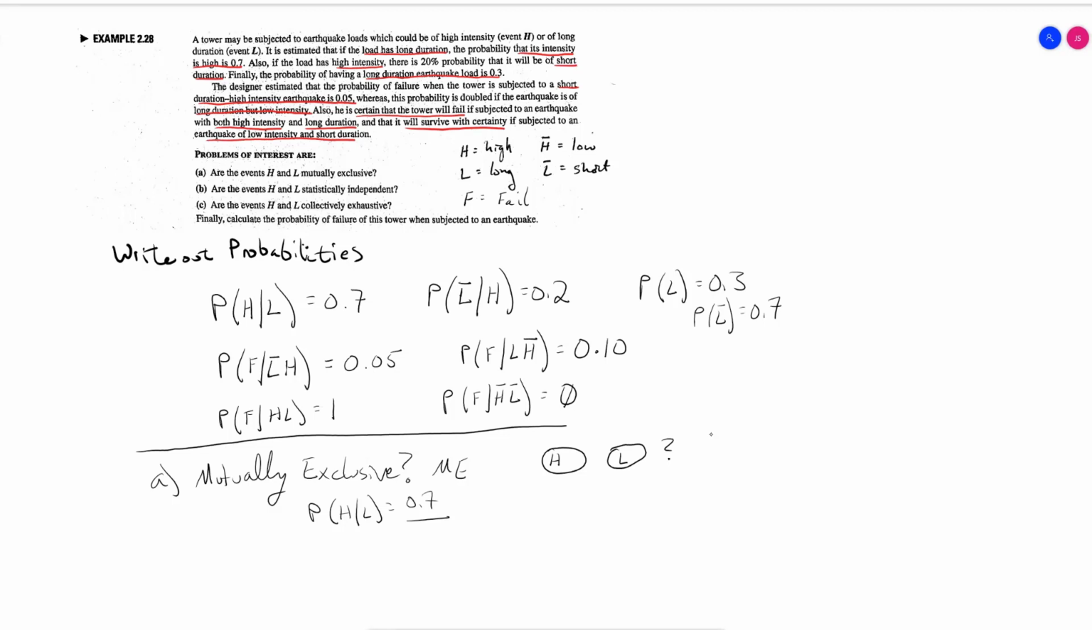Therefore, we know that it's not mutually exclusive. If L happens, H can also happen. There's an actual probability of that. If they're mutually exclusive and L happens, then the probability of H given L would be 0. All right, so not mutually exclusive.